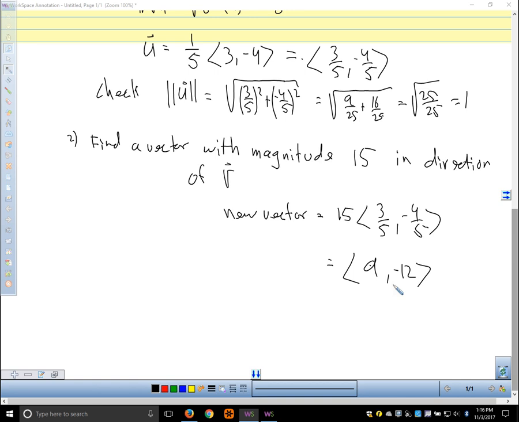Yeah. So would it be possible to figure out, to graph that using the component form? Yeah. Mm-hmm.